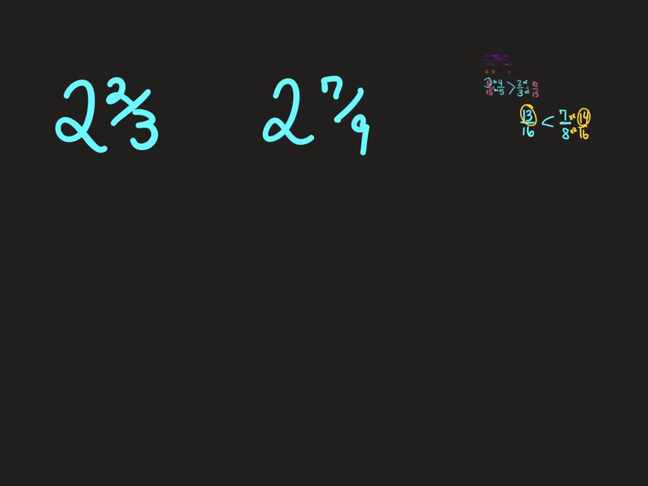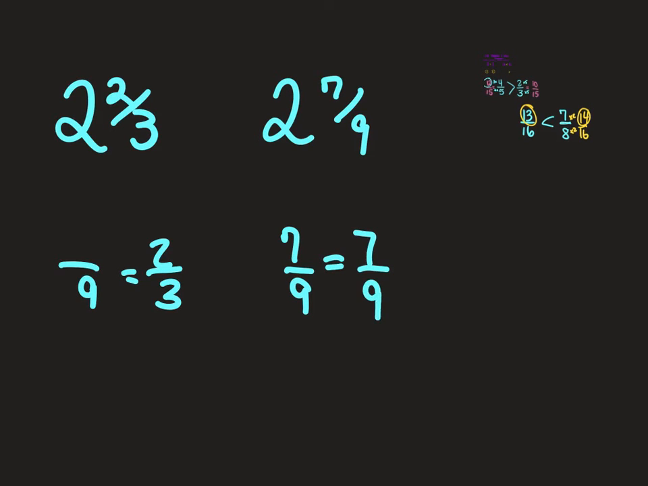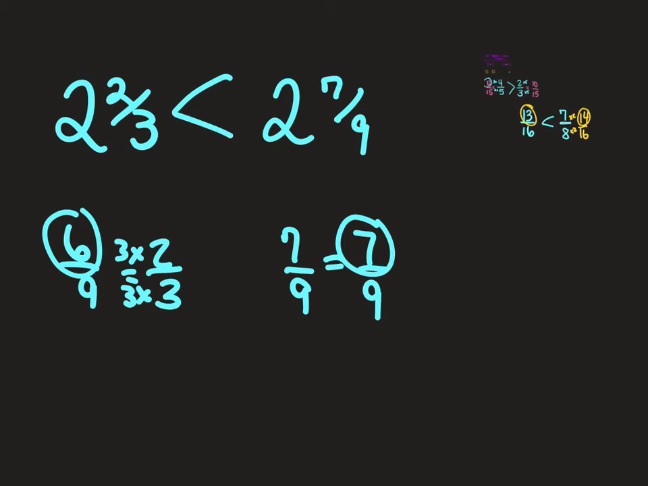Let's try mixed numbers. Since the 2's, the whole number part of the mixed number, are the same, now I've got to go to the fractional part. 2/3 and 7/9. Well, I need common denominators, so 7/9 is going to stay 7/9. 2/3, that's times 3, is going to be 6/9. I'm going to look at my 6 and my 7. 7 is bigger, so it's that kind of an inequality sign.